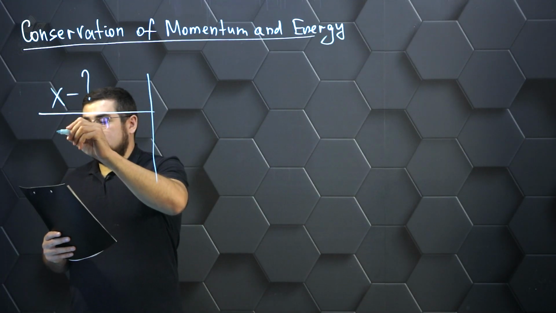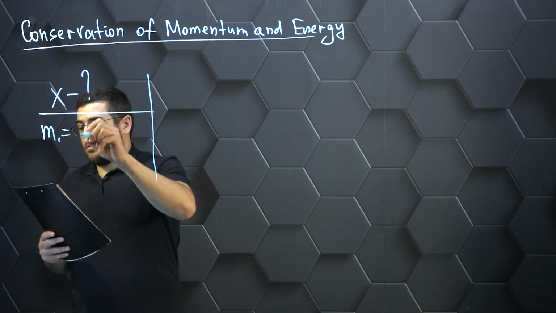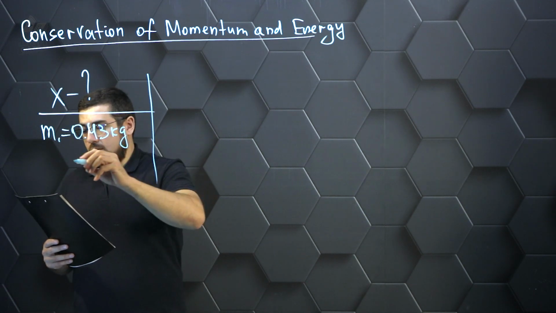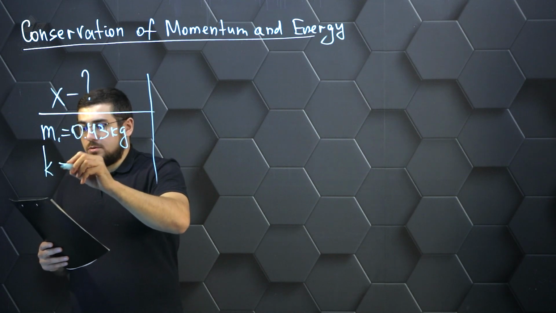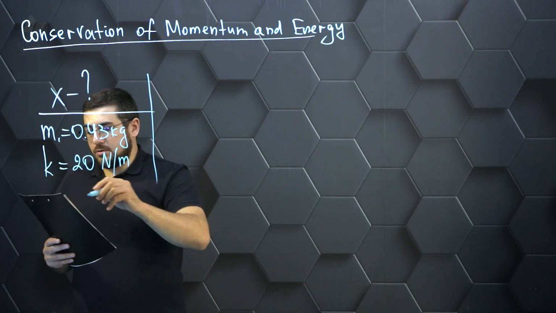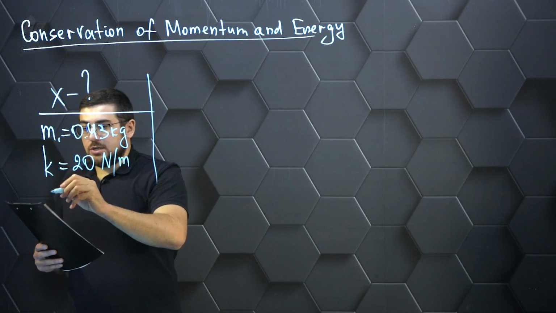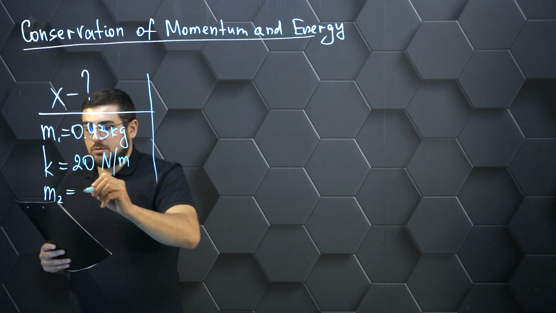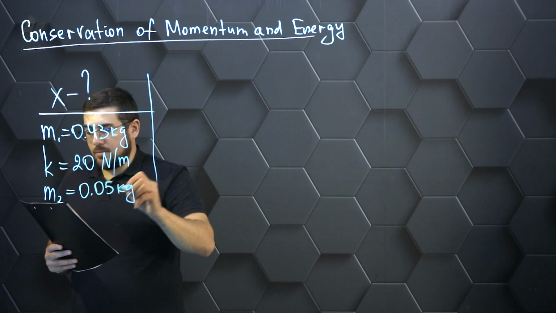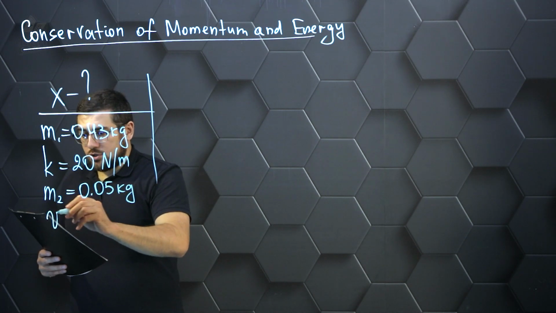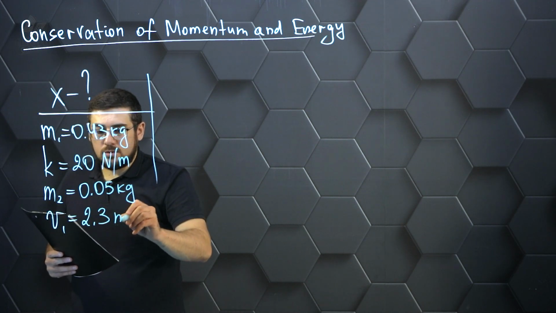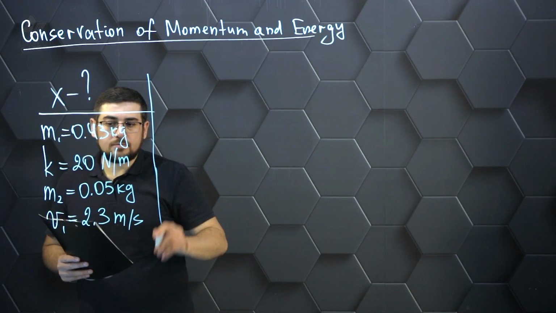What do we have? The mass of the bar M1 is 0.43 hundredths of a kilogram. And the stiffness of the spring is 20 newtons per meter. And we also know that M2, which is the mass of the putty, is 0.5 hundredths of a kilogram. And it is also known that it was thrown at a velocity of 2.3 tenths of a meter per second.